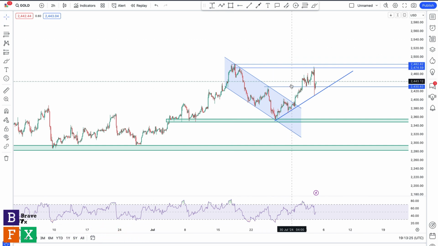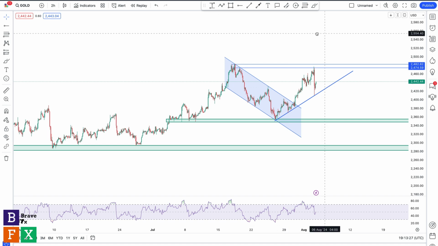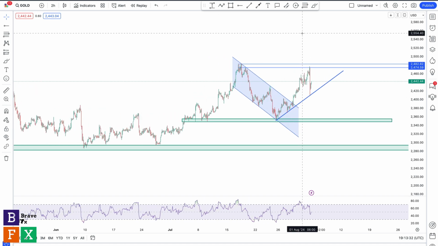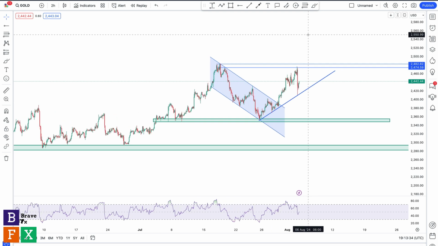So right now we seem to be having some sort of pullback as a result of NFP that occurred on Friday, right? So between Thursday and Friday, we had some statistics from the US which led to the decline on gold and across all the major indexes around the US. So talking about Nasdaq, US30, and US500.